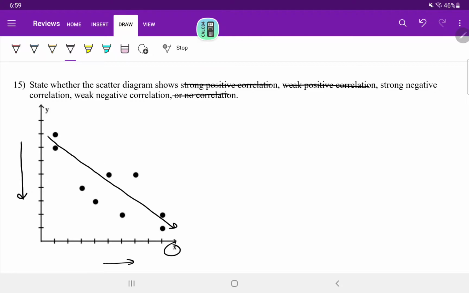However, the points are also scattered. They're not tightly fit together. The scatter plot is not tightly fit together. Therefore, we're going to say that this is a weak negative correlation as the answer to number 15.